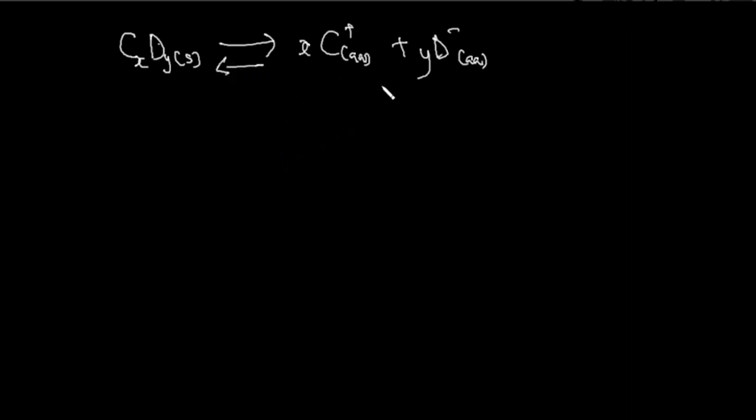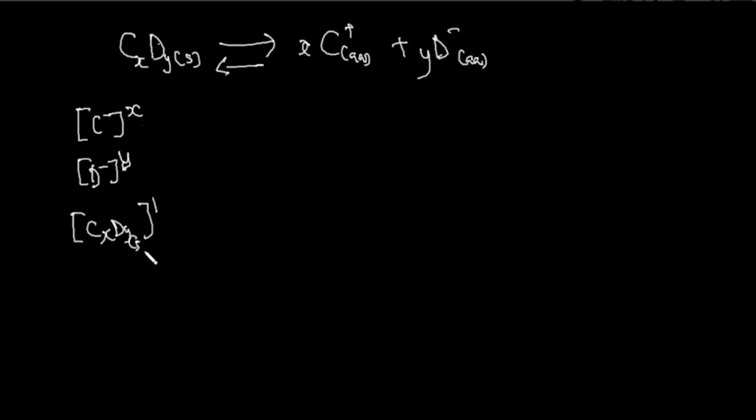Equilibrium constant is the active mass of the product divided by the active mass of the reactant. So what is an active mass? An active mass is simply the concentration of that substance raised to the power of its coefficient in the balanced equation. So the active mass of C is going to be the concentration of C raised to power X. The active mass of D is going to be the concentration of D raised to power Y. Then finally, the active mass of CxDy is going to be the concentration of CxDy raised to power 1, because there's just one mole.